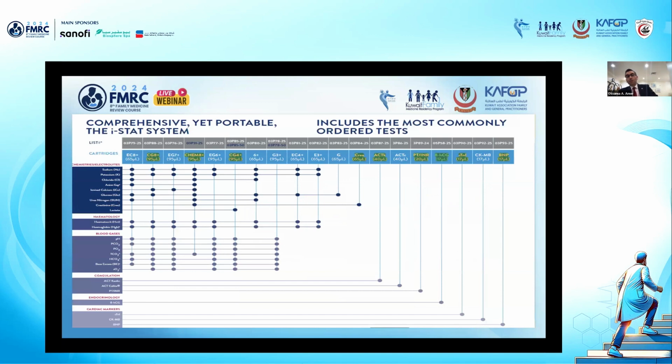Now I will talk about the menu of the iStat cartridges. In Kuwait, we have 8 cartridges as current items in the ministry: 2 cartridges for blood gases, 2 cartridges for chemistry, 2 cartridges for coagulation, and the last 2 cartridges for cardiac markers. We are also working on beta-hCG, but it's still not launched in the ministry.